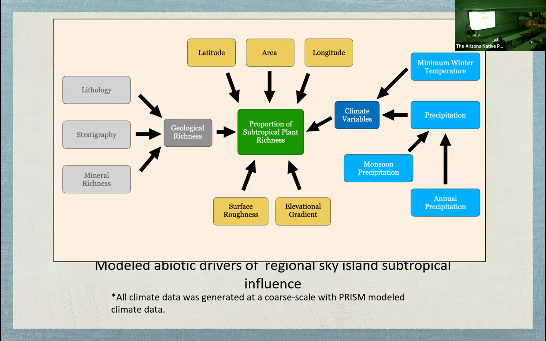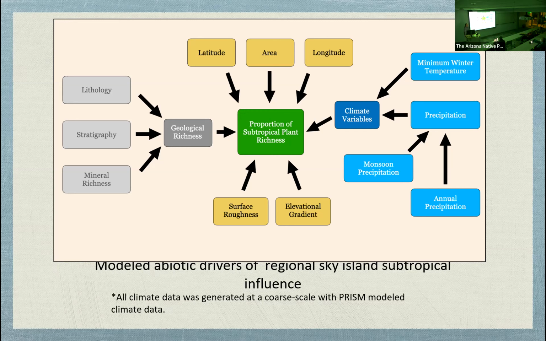This is what we're looking at for, these are some of the variables that we looked at to determine what are the drivers of regional sky island subtropical influences. And a lot of these are what you would expect. So we looked at latitude and longitude, two very important things. Latitude, we know species richness is much greater as latitude gets closer to the tropics. And as you go further away from the tropics, the richness drops. So that would be an obvious one.